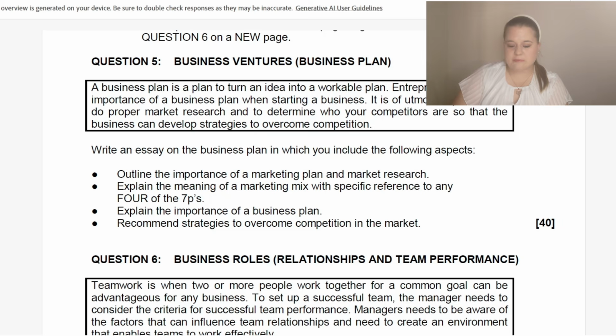Explain the importance of a business plan and then recommend strategies to overcome competition in the market. I just want to mention here, I know I didn't go through this in the rest of the paper, but if they specifically say any 4, we are marking your first 4. If they give a numerical value, if you are listing any 3, listing any 4, naming any 5, we are going to mark your first 3, your first 4, your first 5, depending on the numerical value. You'll see it in the marking guidelines.